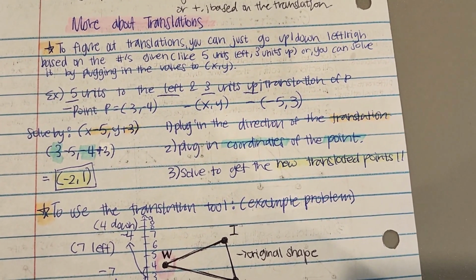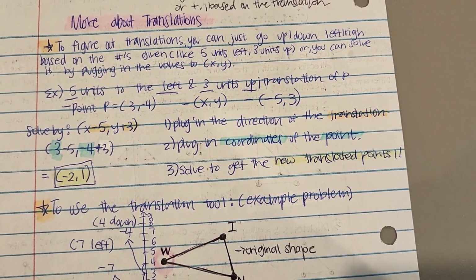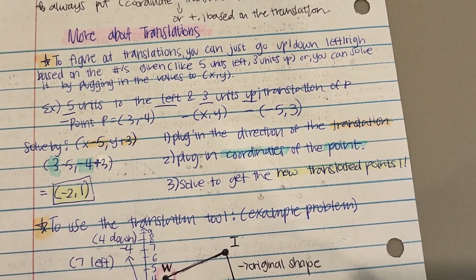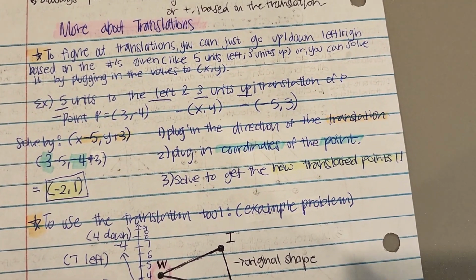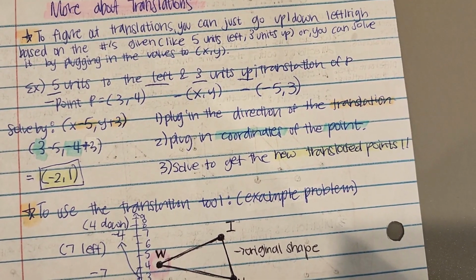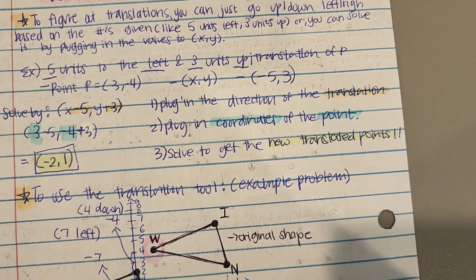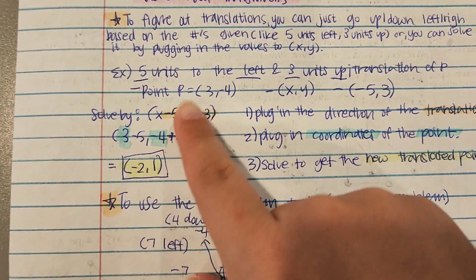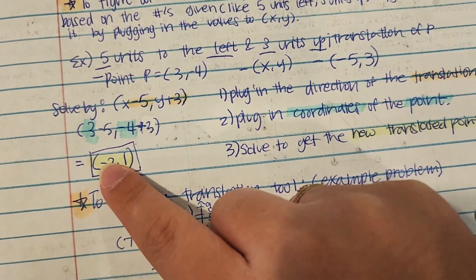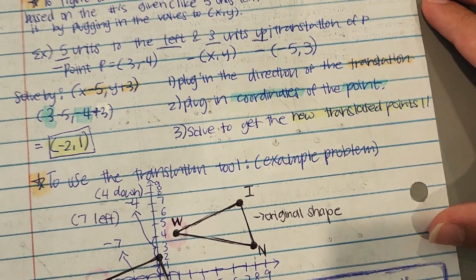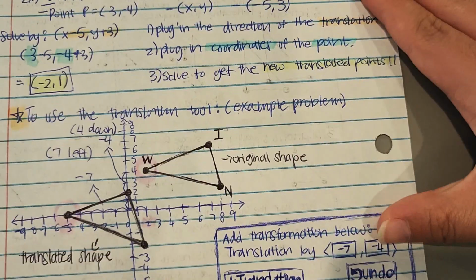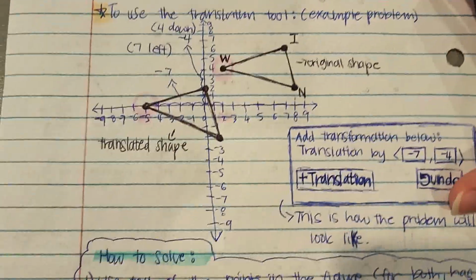Example: if it's 5 units to the left and 3 units up, and it's the translation of P, and let's say point P is (3, -4). So this is -5 at the x, 5 units to the left, and 3 units up, so +3. You solve by plugging in the points: 3 minus 5, -4 plus 3, and you get (-2, -1). So you plug in the direction of the translation and the coordinates of the point, and you solve to get the new translated points.